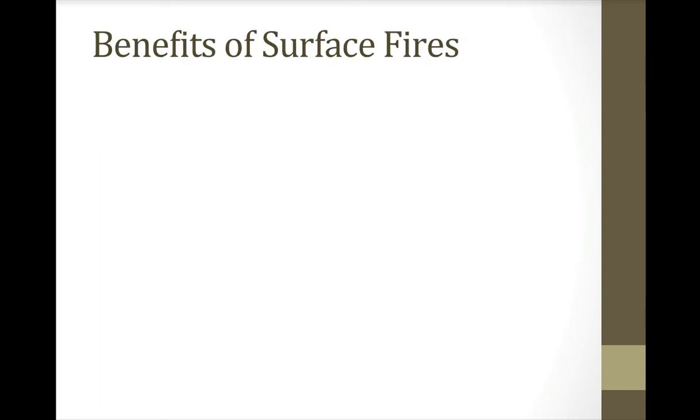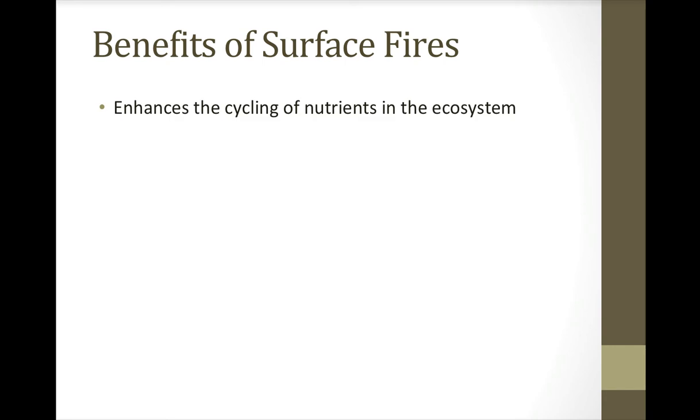Now, benefits of surface fires, and we talked about some of these. So first of all, surface fires enhance the cycling of nutrients in the ecosystem. So when we have underbrush, this could be dead and decaying leaves, it could be small bushes, it could be branches that have fallen from trees, that underbrush is storing nutrients like nitrates and phosphates in the tissue of those dead plants or those small trees. When a surface fire moves through the area and it burns those up, it actually releases the carbon dioxide and then allows the nitrates and phosphates to return back to the soil in the form of nutrients, which enhances the growth of everything else in that ecosystem.